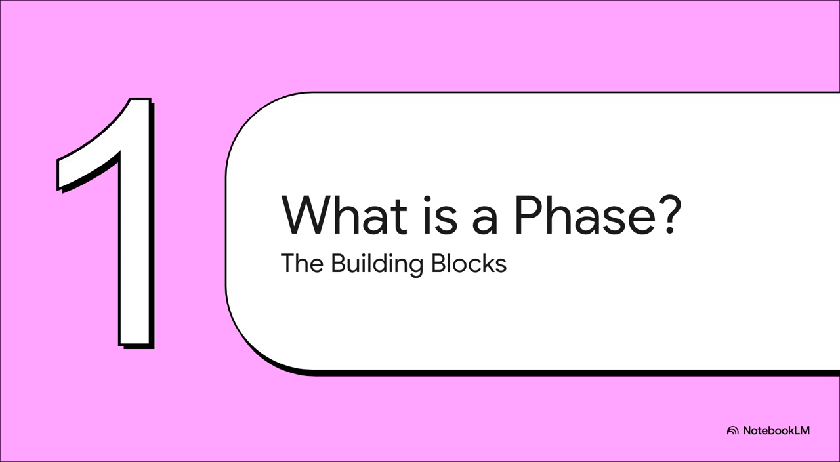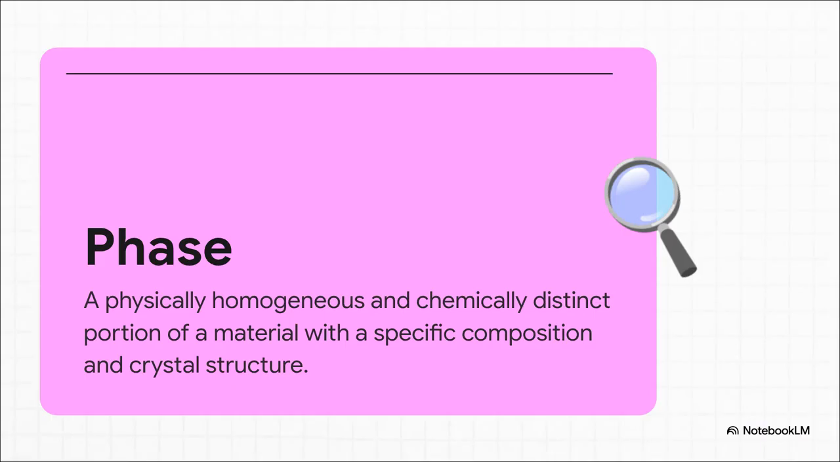So first things first, what exactly is a phase? The easiest way to think about it is like this. A phase has a very specific chemical recipe, which atoms are in the mix, and a specific atomic blueprint. That's how all those atoms are stacked together. It's the material in its most basic, most uniform state. Kind of like a single, perfectly formed Lego brick.